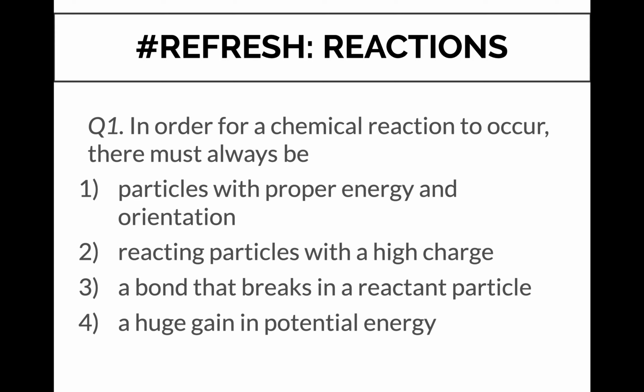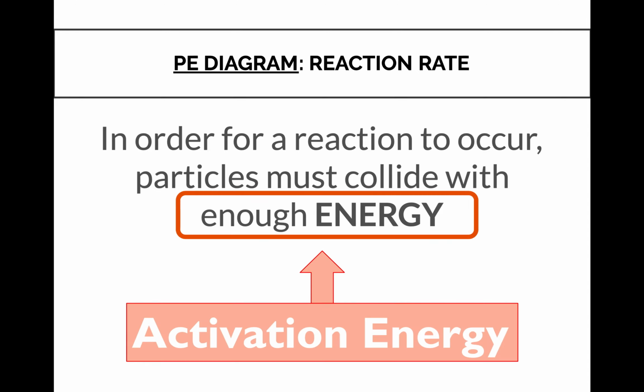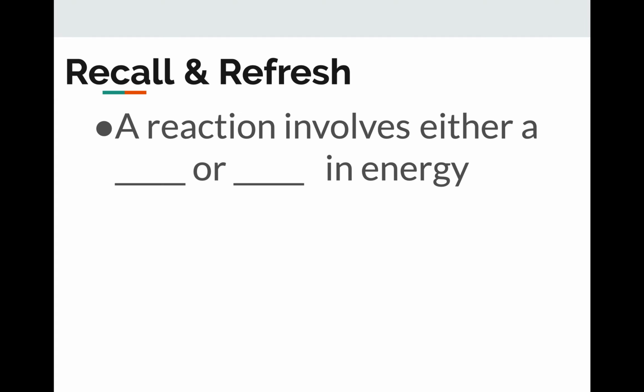If you answered number one, you are correct. Particles with proper energy and orientation. Remember, for an effective collision to occur, it must have proper energy and orientation. What is that energy? In order for a reaction to occur, particles must collide with enough energy, and that energy is known as the activation energy. We're going to go into what activation energy is and why it's important for reaction rates and collisions.